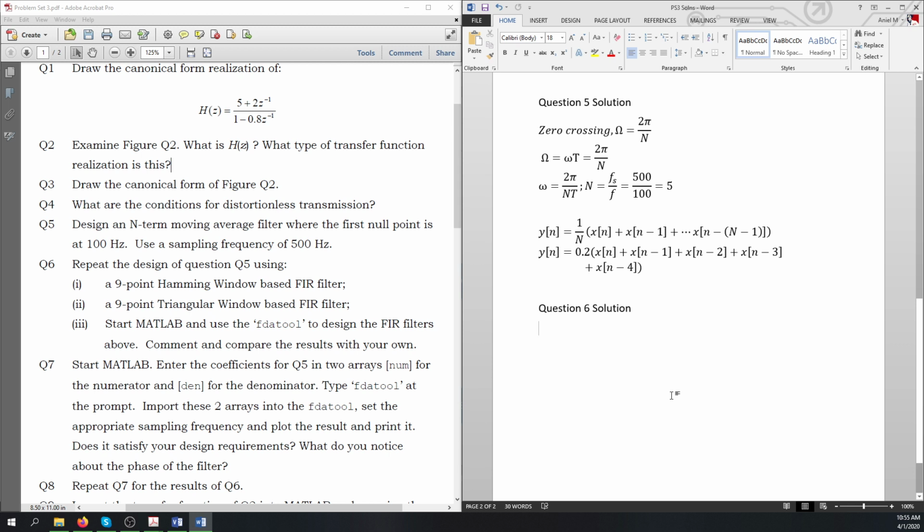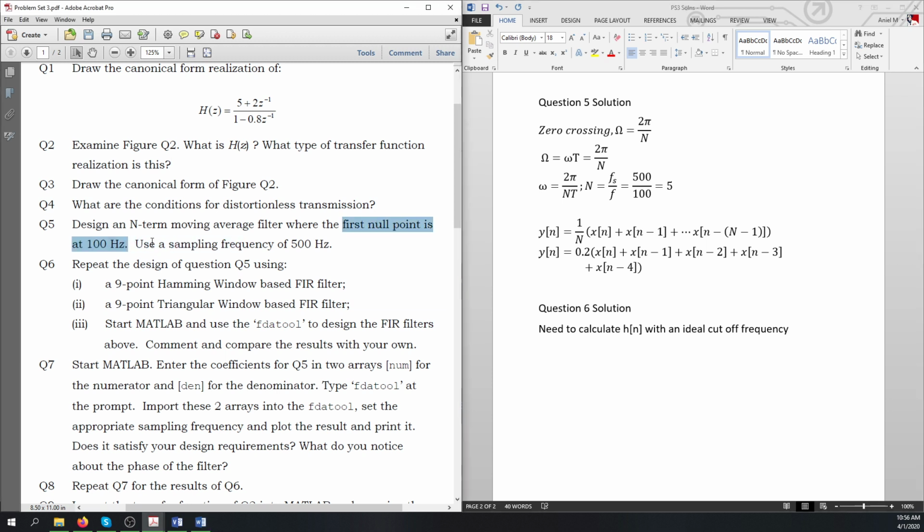So, for the Hamming window, you're going to be repeating the design from question 5. So that means you need to calculate h of n here with an ideal cutoff frequency. And the question you want to ask is, what is this going to be for our ideal cutoff frequency? Now the question here had where the first null point is at 100 Hz, and a null point could be treated as our cutoff frequency here. So in this case, the ideal cutoff frequency here will be the null point frequency, which is 100 Hz.